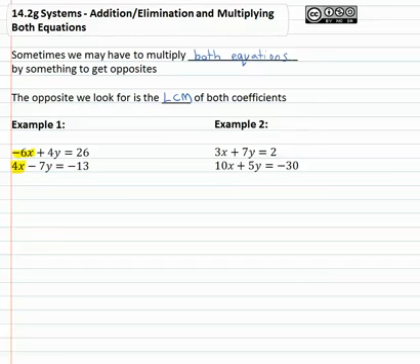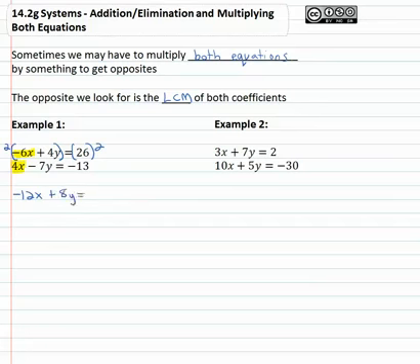4x and negative 6x. What is the least common multiple of 4 and 6? They both divide evenly into 12. I could easily get these to become 12 and negative 12. Since we already have a negative on the first equation, let's multiply it by 2 on both sides. That'll give us negative 12x. There's that 12 we wanted.